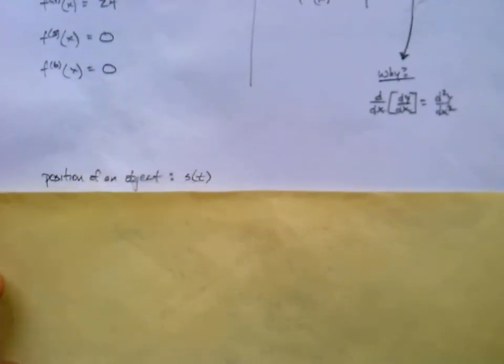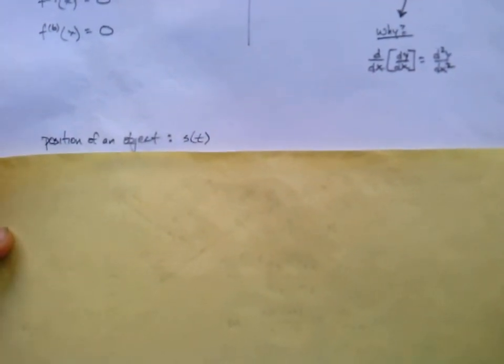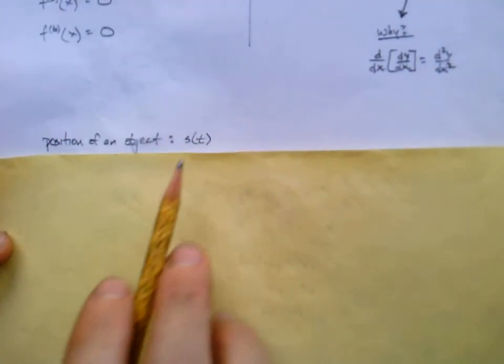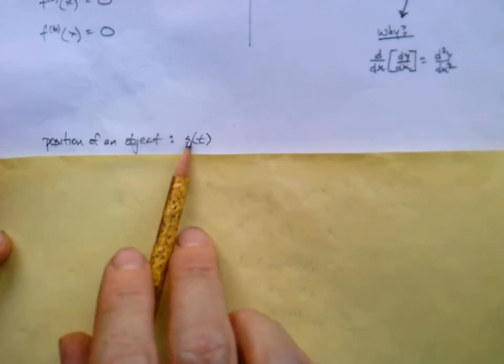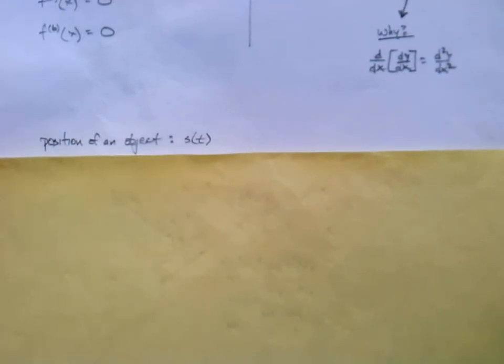A lot of times when you see the position of an object, it's described as the function s of t. You would think they would use p of t for position, but they don't. They use s of t. I'm not really sure why they do that. t is time, like seconds, in a lot of cases. Okay, so what would it mean if we took the derivative of the position?